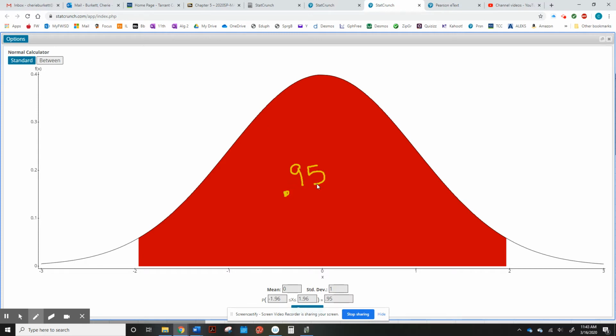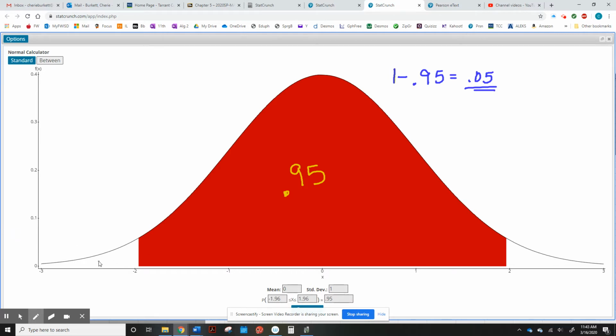Okay, now let's think about this though. The total area underneath the curve should equal 1. So what have we learned to do? We've learned to say 1 minus the area that we know. That leaves us 0.05. That's this area over here. So 5% of our area is this unshaded section.